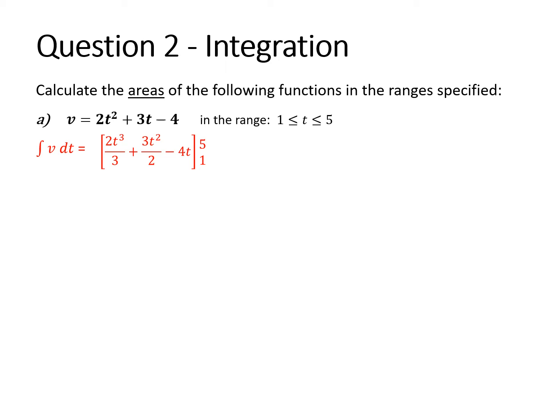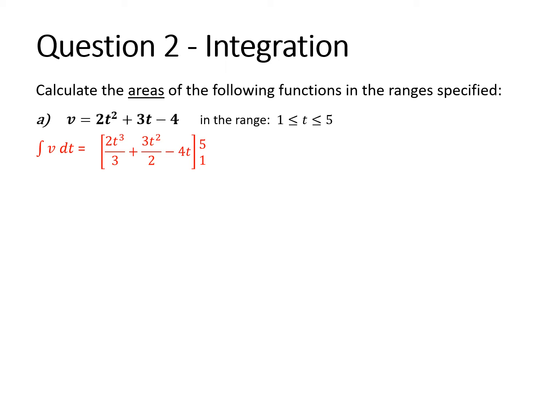So now we put the 5 value into that equation. Now when you put 5 into the equation, please be careful. You don't do 2 times 5 and then cube it. You must do 5 cubed and then times it by 2. Remember BIDMAS, you do powers before you do multiply.